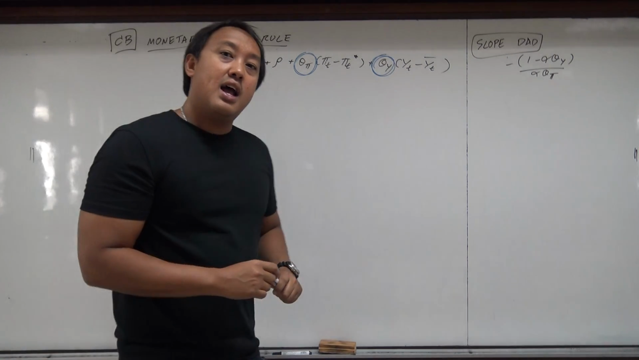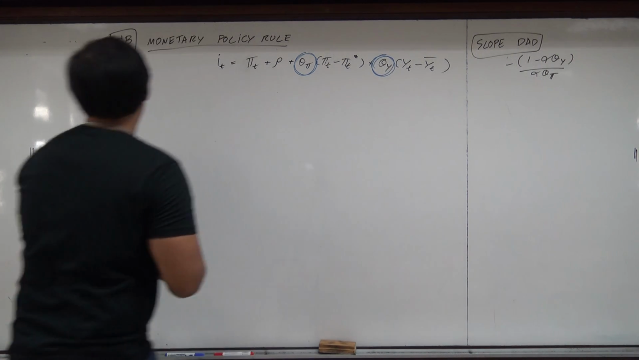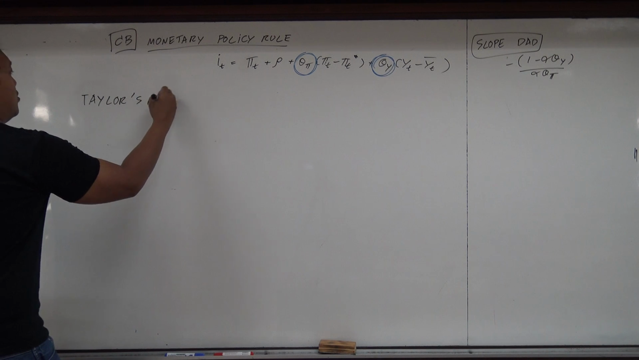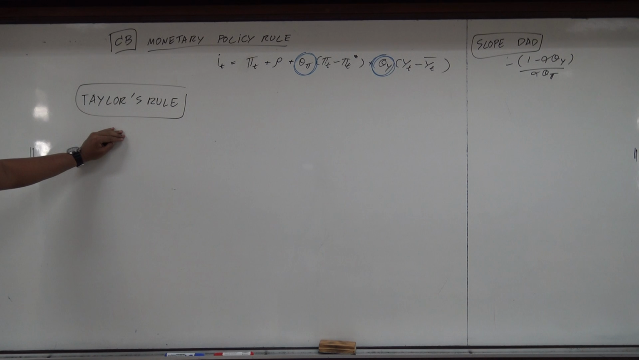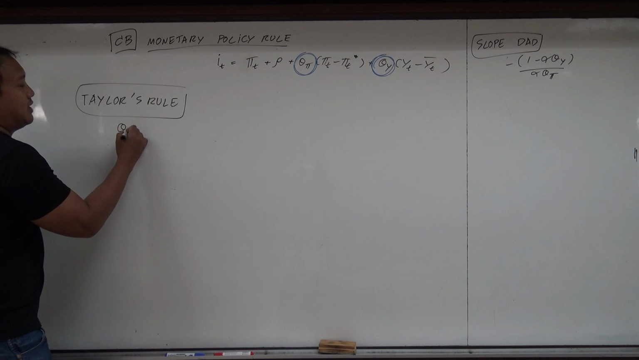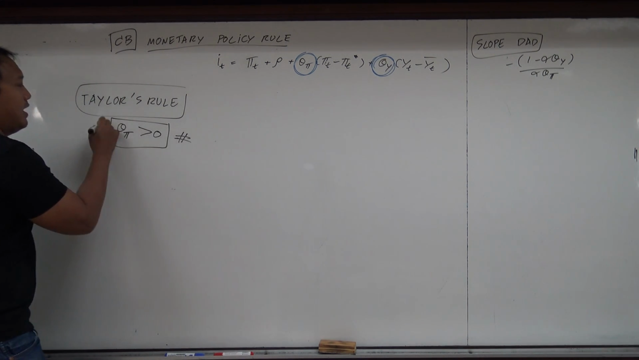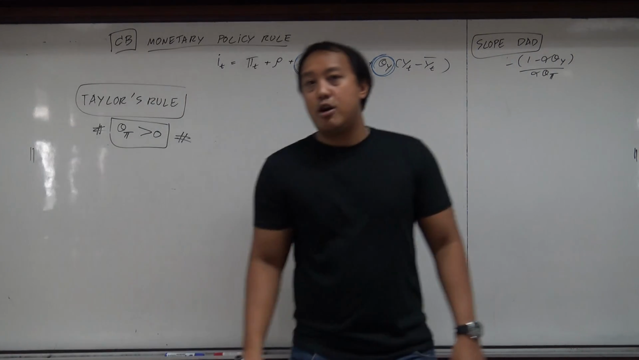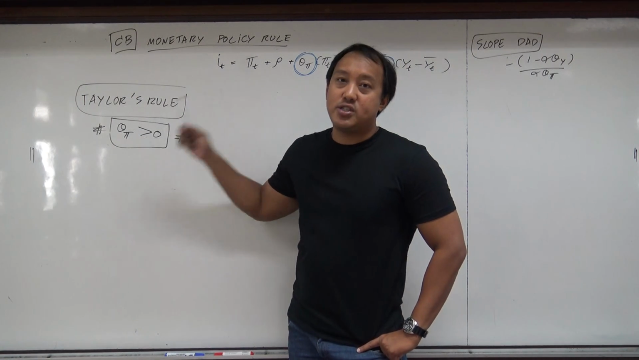Next, I'm going to talk about Taylor's law. Taylor says that it's very important for the central bank to keep theta pi, the value of theta pi, to always be positive.